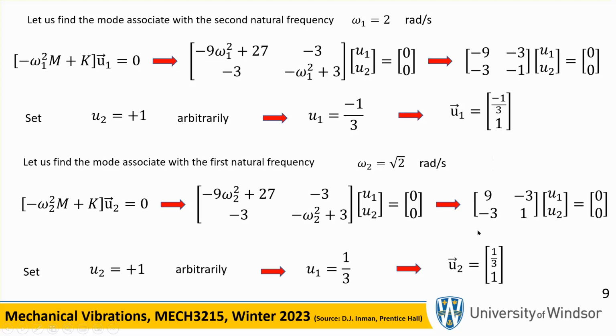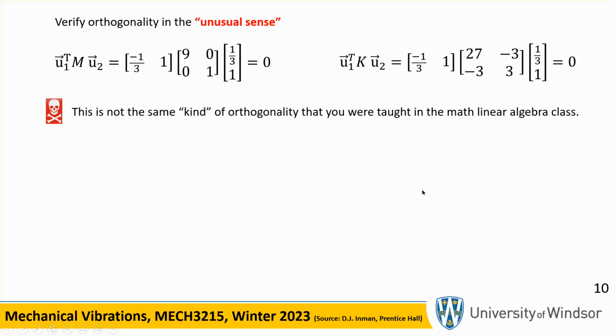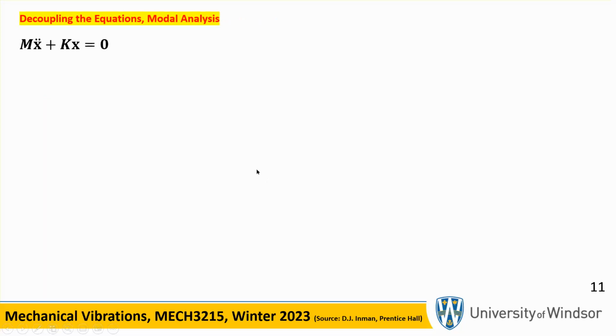Now, if you take these 2 and stick them into the matrix P, you're going to get your modal matrix P. But I just want to confirm this. Let's take U1 transpose M U2. Plug it in. Do I get 0? Yes. Let's take U1 transpose K U2. Do I get 0? Yes. Try it out. I'm not saying U1 dot U2 is 0. I'm saying U1 transpose M U2 is 0. We already talked about this.